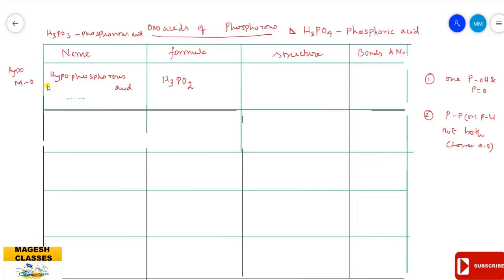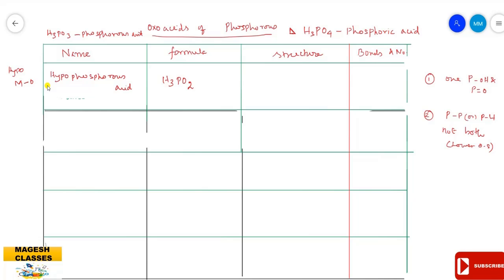H3PO2. It is simple. Then the structure. Regarding structure, there are two important points we have to remember. One P-OH and one P=O bond is already present in all oxo acids of phosphorus. And a P-P bond or P-H bond, or both, is present in the oxo acids having a lower oxidation state of phosphorus, that is, less than +5.